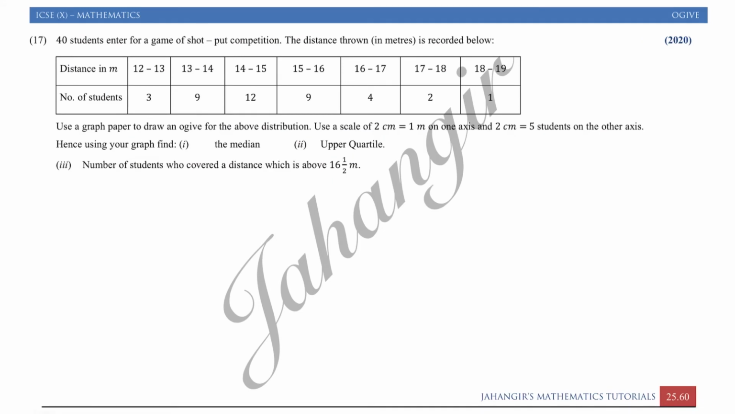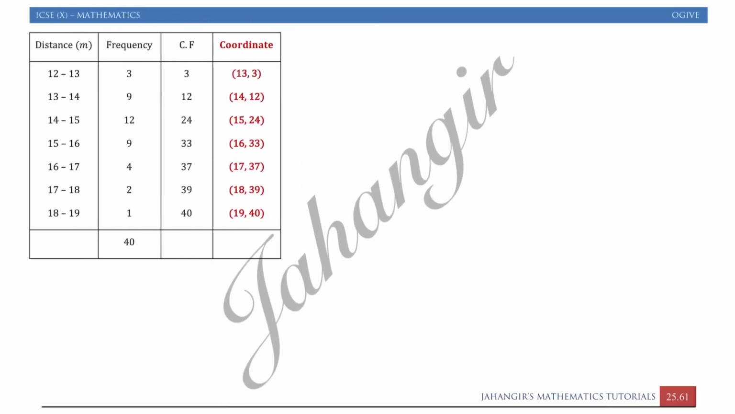Question number 17, a recent question of 2020. 40 students enter for a shot put competition. The distance in meters is recorded: 12, 13, 13, 14 and so on till 19. Gaps are only 1 meter. Number of students is 40. Use the graph paper to draw an ogive for the above distribution. Use 2 cm equal to 1 meter on one axis and 2 cm equal to 5 students on the other axis. Hence, using your graph, find the median, upper quartile, and more.